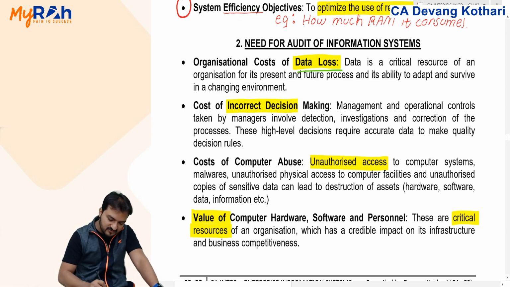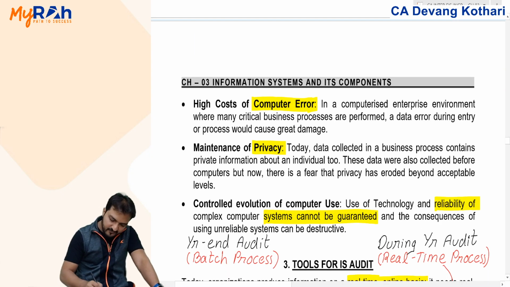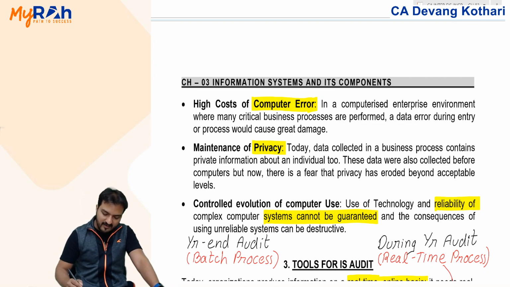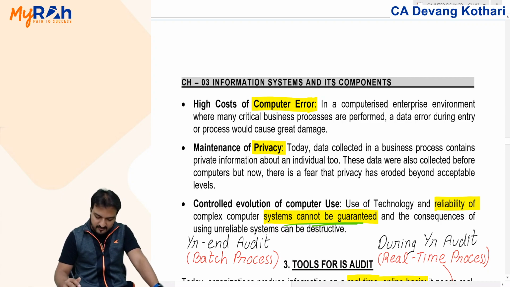Need for audit: why do I need to audit an information system? To check data loss, to prevent incorrect decisions, to prevent unauthorized access, because the value of the hardware, software and personnel is very critical to the company. To prevent high cost of computer error, to maintain privacy, and because reliability of systems cannot be guaranteed. No matter how strong a system you have, even iPhones might hang, iPhones might also be hacked. So no matter how reliable a system you are using, reliability still cannot be guaranteed.